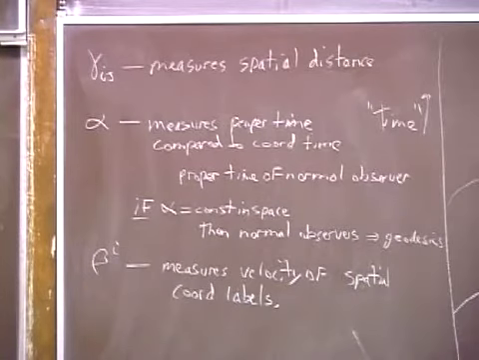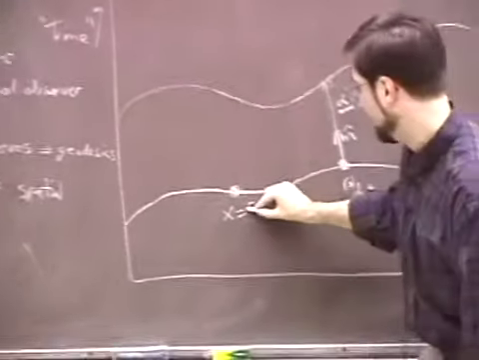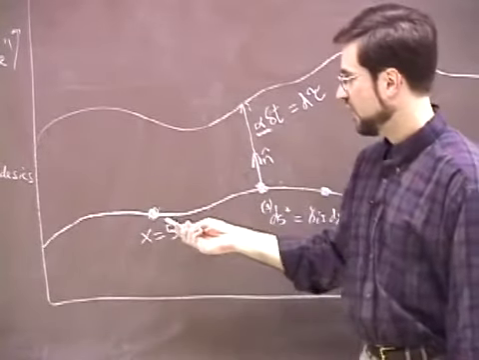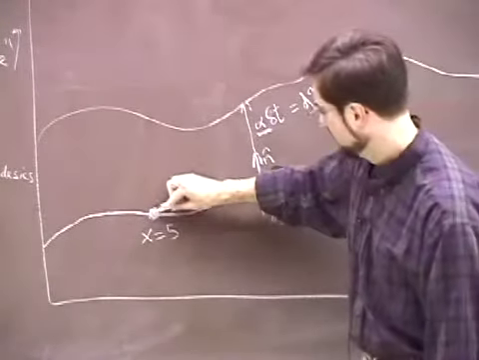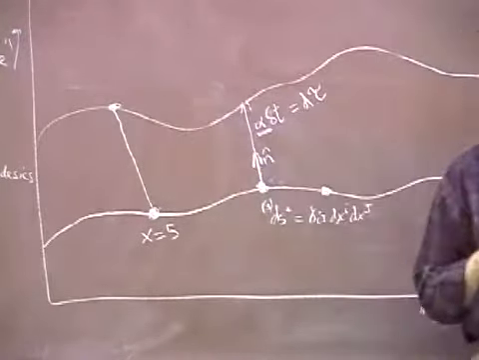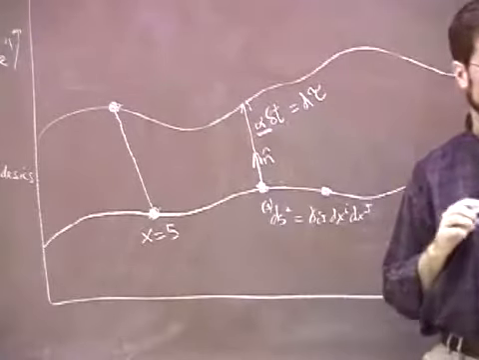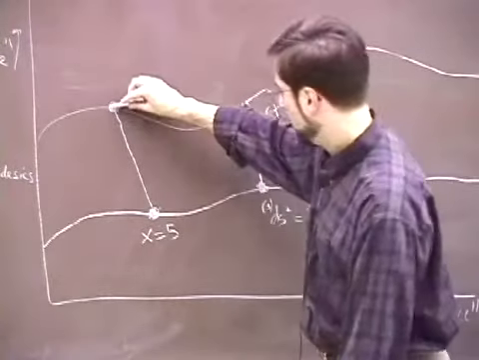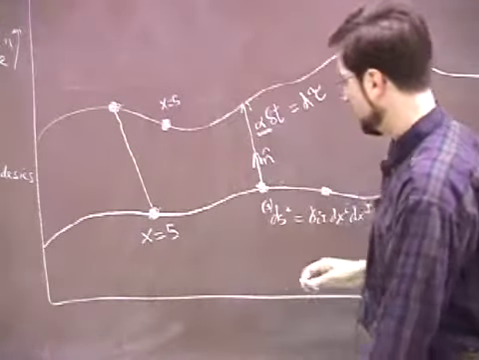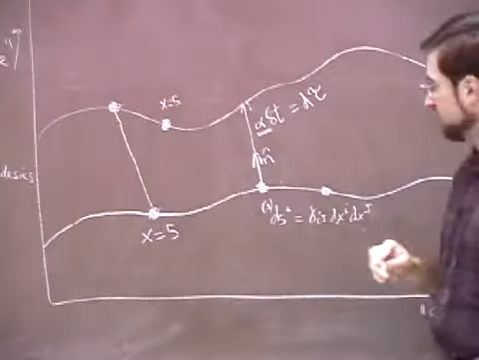So here's what I mean by that. Suppose I call this point x equals 5 right here, and this point corresponds to one of these normal observers. Then this normal observer follows the world line and eventually gets up to t equal delta t. Well, I don't have to still call this point x equals 5 anymore. If I wanted to, I can call this point over here x equals 5. That is, I can have the spatial coordinates be moving with respect to the normal observers.